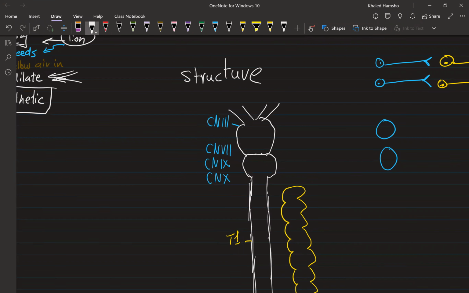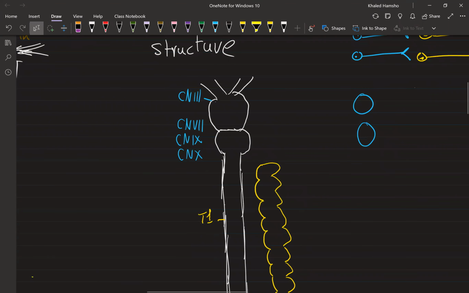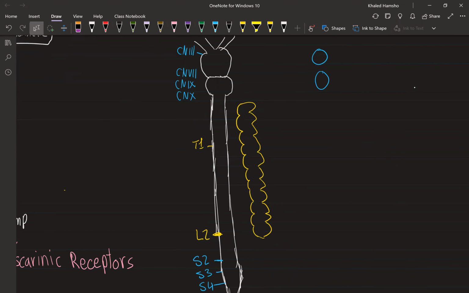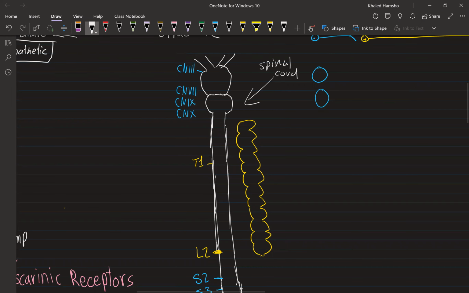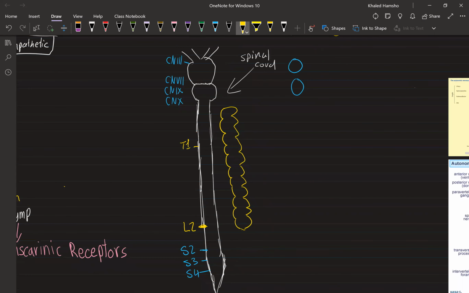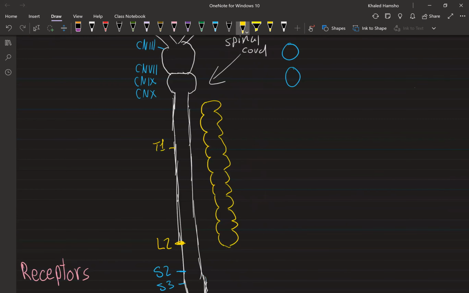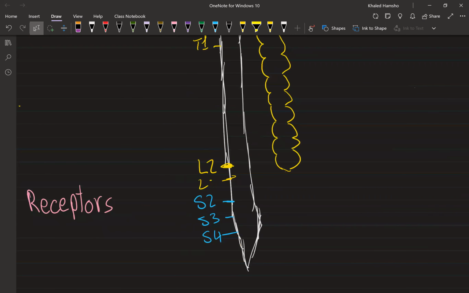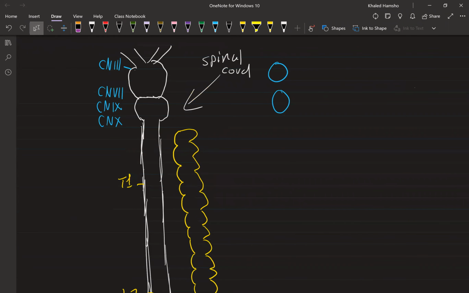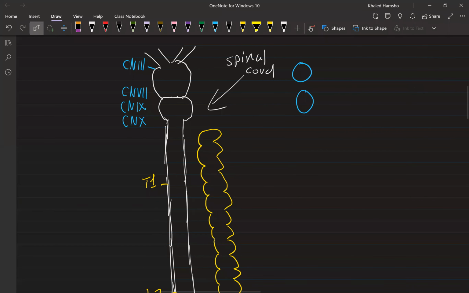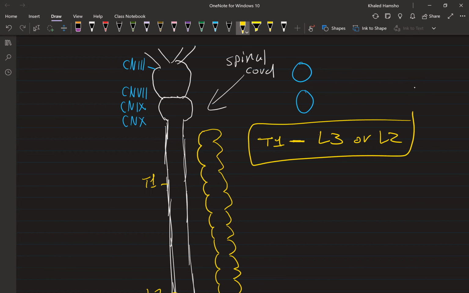So by structure, I drew a spinal cord over here. This is a whole spinal cord. By the way, this is either L2 or L3. Let me fix that. If you remember your anatomy lecture, the sympathetic nervous system gives off fibers from the spinal cord between T1 and L3 or L2, depending on which source you're using. Whatever is mentioned in the lecture, just follow that.